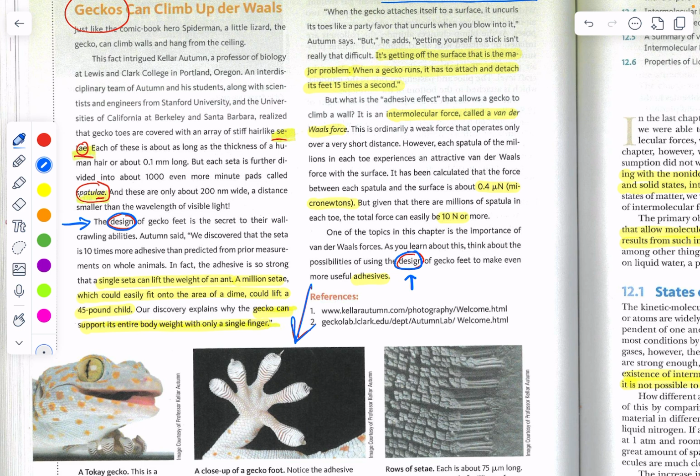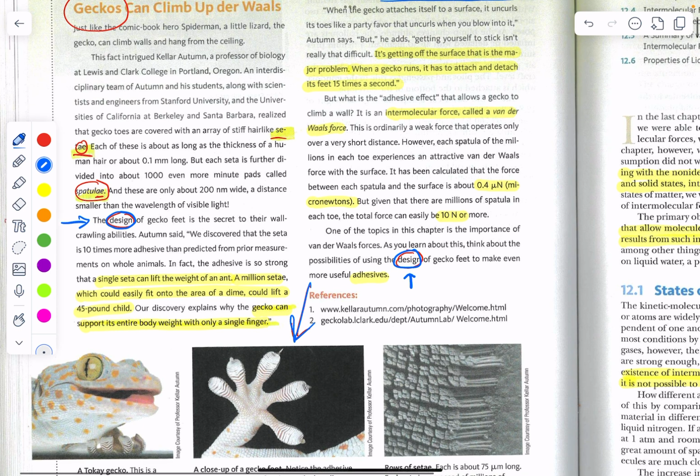And because of those intermolecular attractions that we're going to be talking about, that force of attraction between the thousands and thousands of setae on the spatulae of all the different fingers, if you will, of each of the feet of the gecko produces an intermolecular force in total that is greater than the force of weight due to gravity that would cause the gecko to fall down. So, the intermolecular forces are called van der Waals forces after a Dutch person.